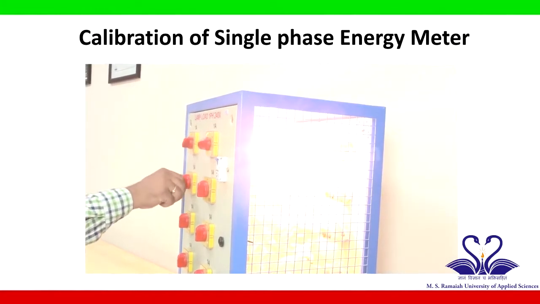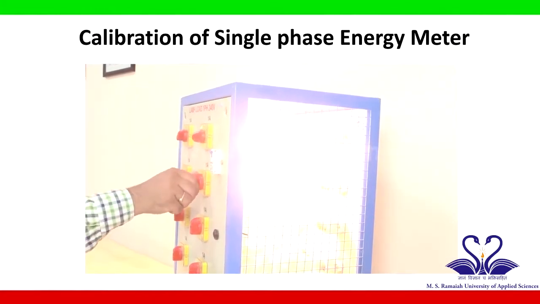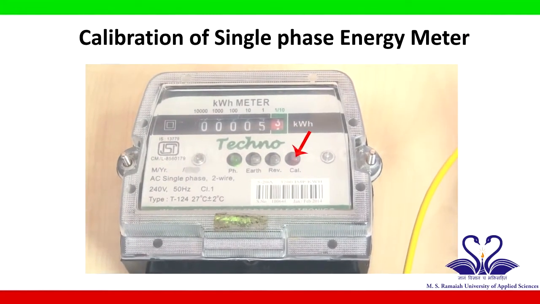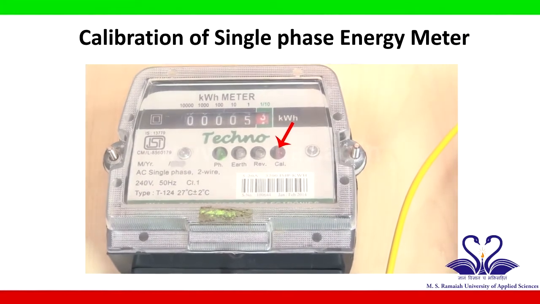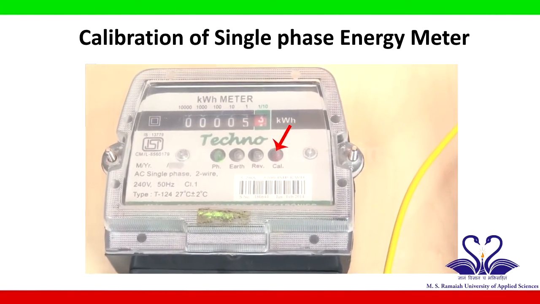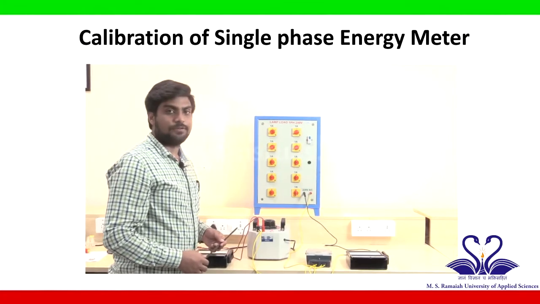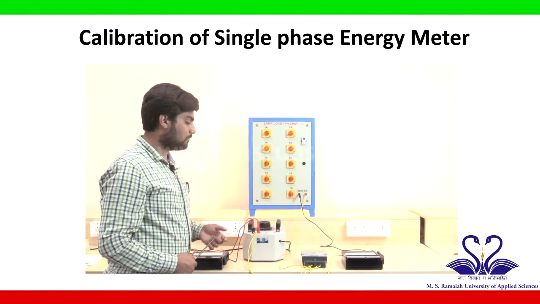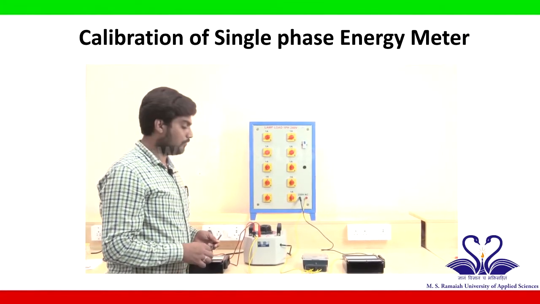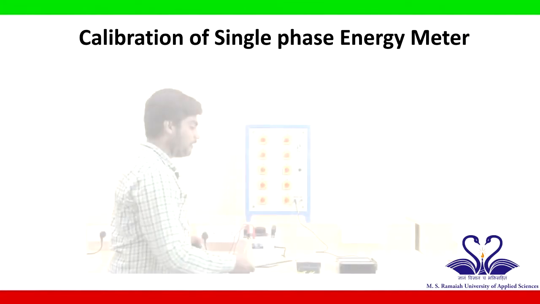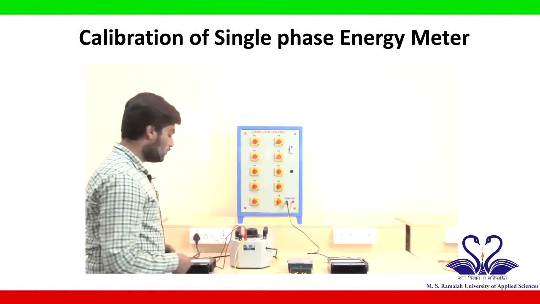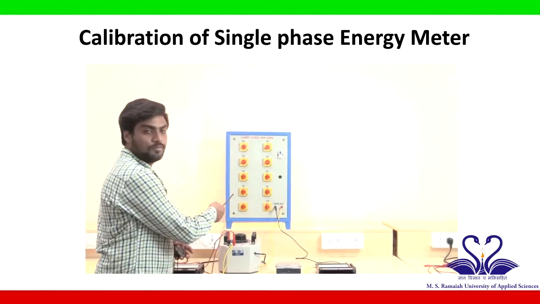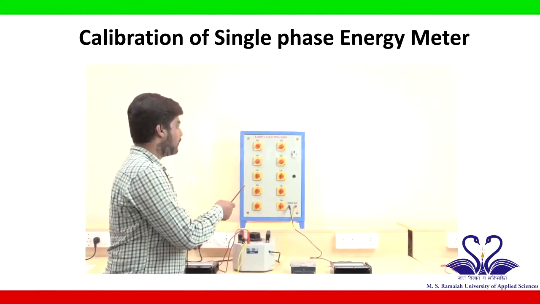Once load is applied, red LED of energy meter starts blinking. Rate of red blinks depends on the current flowing through the circuit. Therefore, if load is more, the blink is faster. If load is less, the blink is slower. Now we will take ammeter reading, voltmeter reading and time taken for 20 blinks when 4 amps of load is applied. We have applied 4 amps of load.